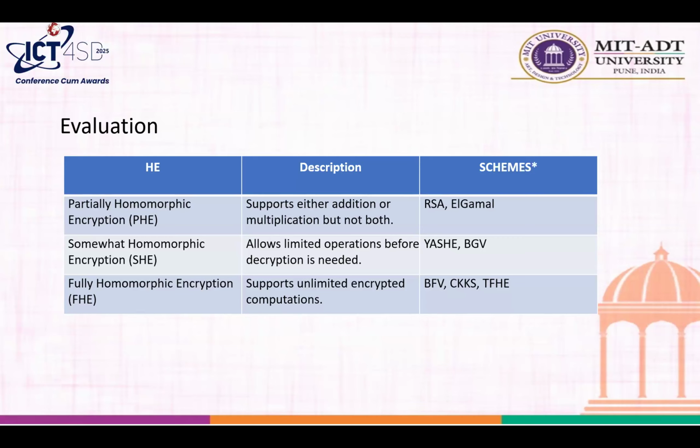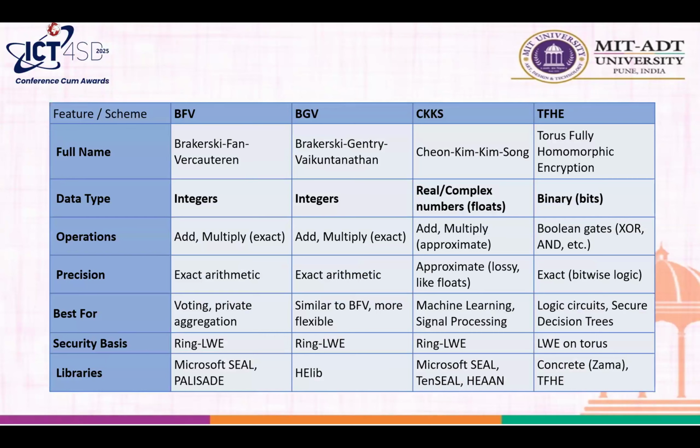as well as going along with machine learning and deep learning also. The schemes supporting those are BFV, CKKS, and TFHE. We'll discuss these schemes later also. These are the major schemes which are in use for homomorphic encryption.